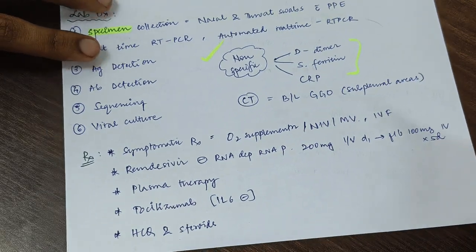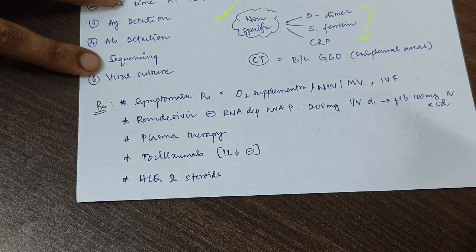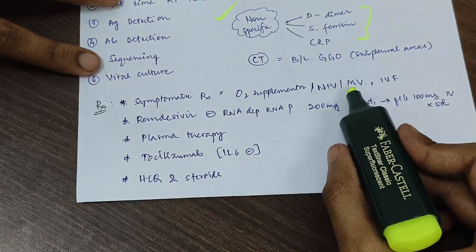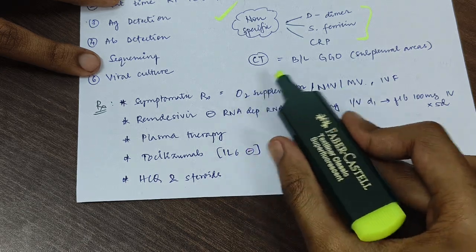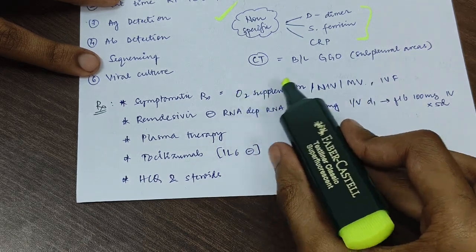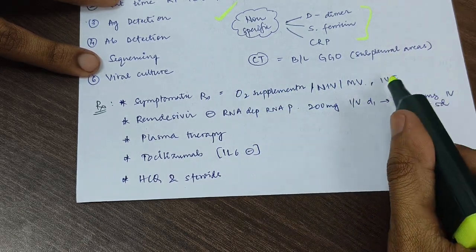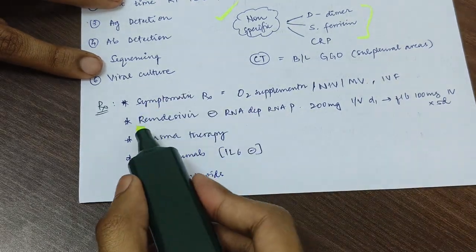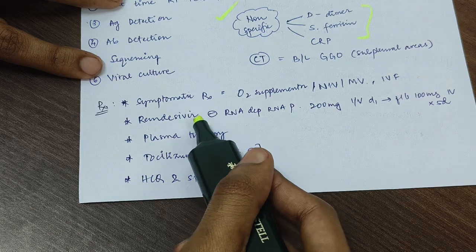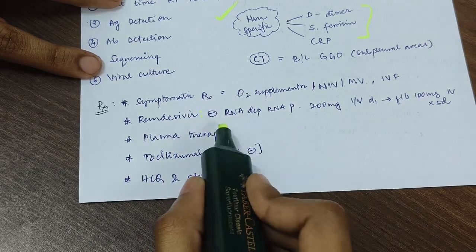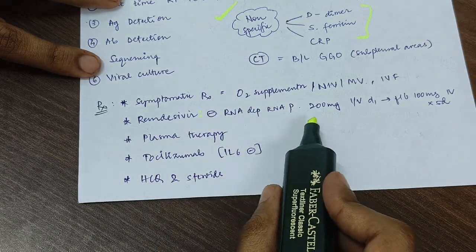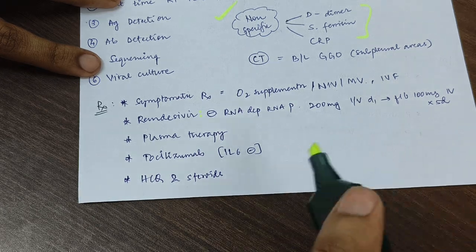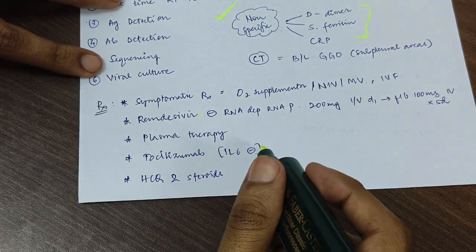They are very subpleural. Treatment, you are going to give the symptomatic therapy such as oxygen supplementation, NIV, that is non-invasive ventilation. MV means mechanical ventilation for people who are having dropping of the saturation and not stable. Then intravenous fluid for the patient who is in septic shock. Then remdesivir, that is inhibiting RNA-dependent RNA polymerase, that is 200 mg IV on the day 1 followed by 100 mg IV for 5 days. Plasma therapy can also be used.